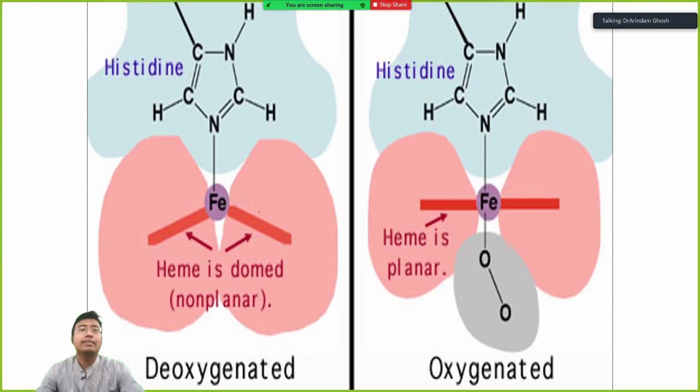So what exactly happens? You see, imagine the plane of heme I told you. The 4 pyrrole rings are connected like this.